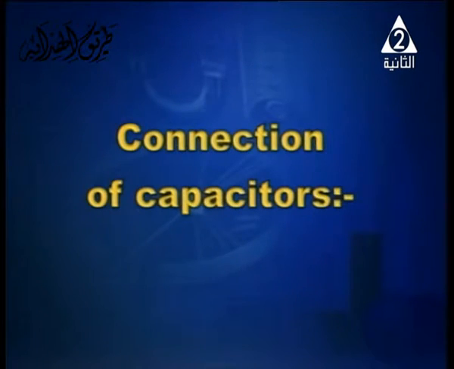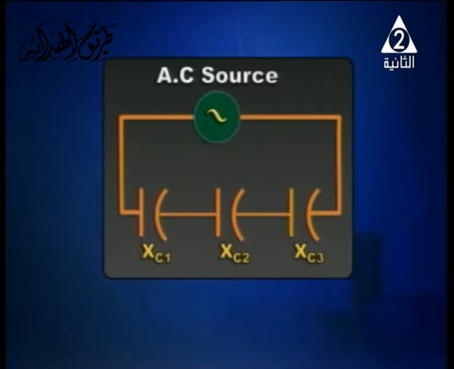Connection of capacitors is the opposite of resistors. First of all, series connections, when we have two or more capacitors connected in series. The circuit shown in front of you contains 3 capacitors, with reactance of the first XC1, of the second XC2, and XC3. And we want to obtain the total reactance. How to obtain it?